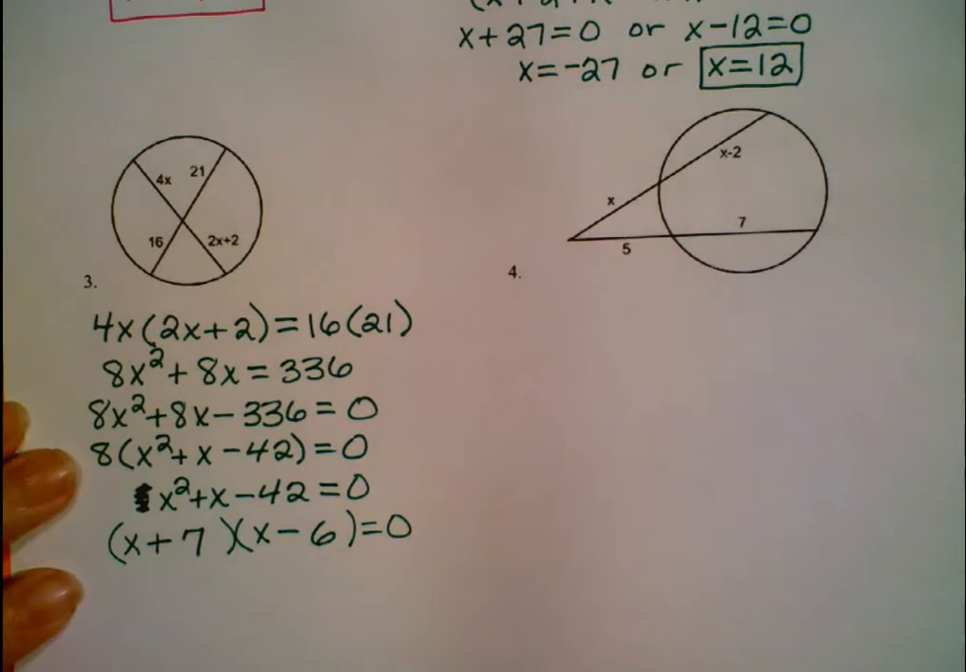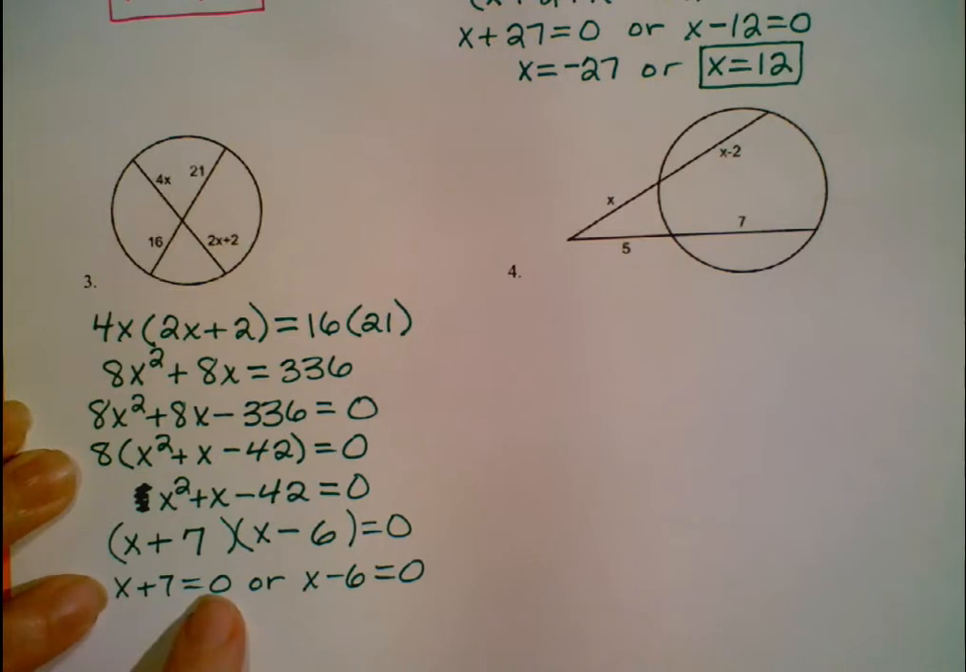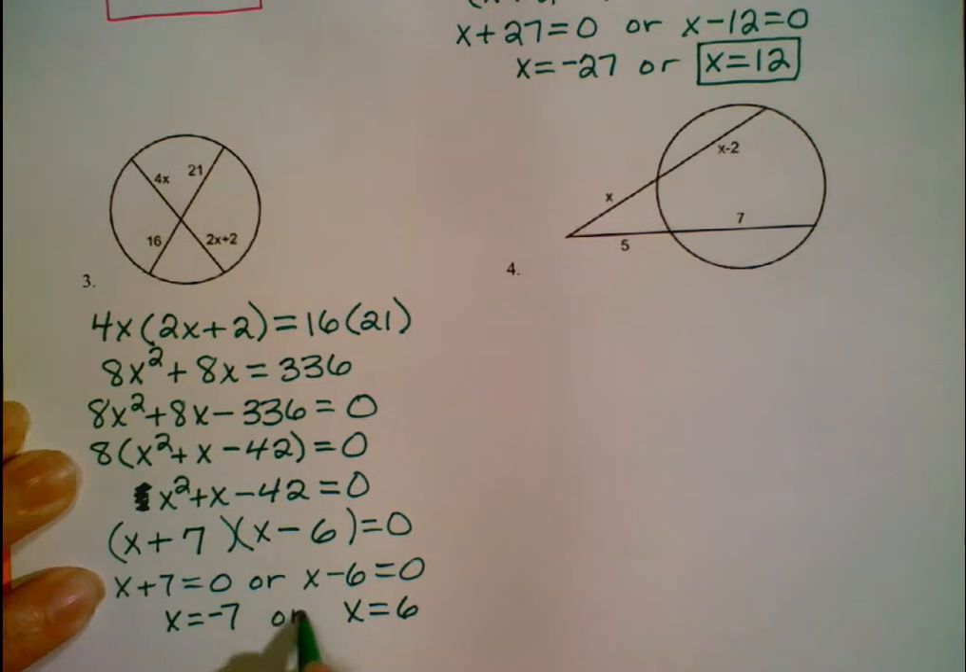Once we have it factored into the two binomials, we have two values that have a product of 0. That means either the first factor equals 0 or the second factor equals 0. Here, in this case, the only way that quantity can equal 0 is if x equals negative 7. We get that by subtracting 7 on both sides. And in this case, we add 6 to both sides to get x equals 6.